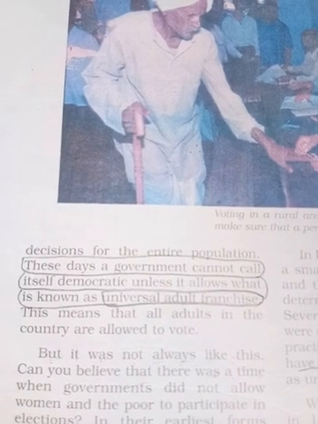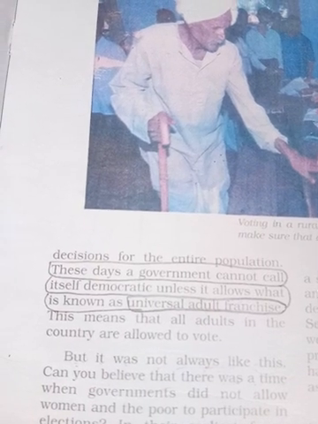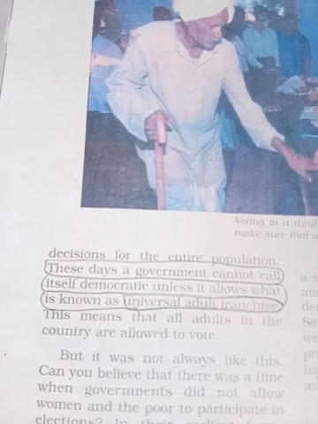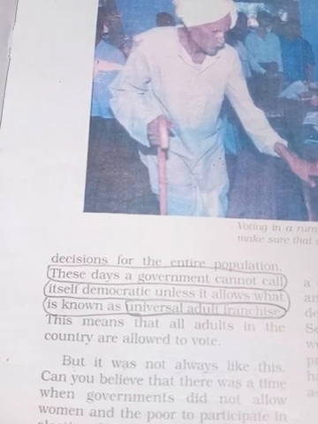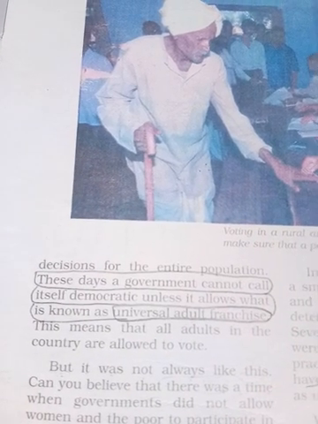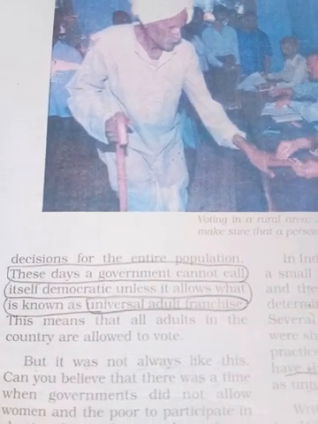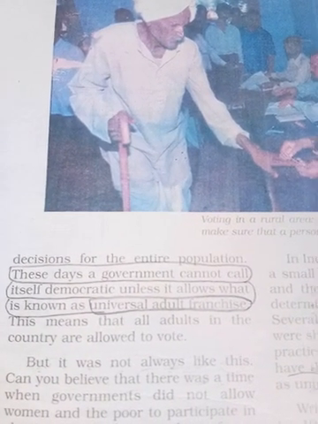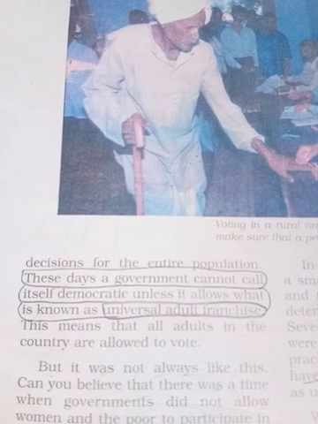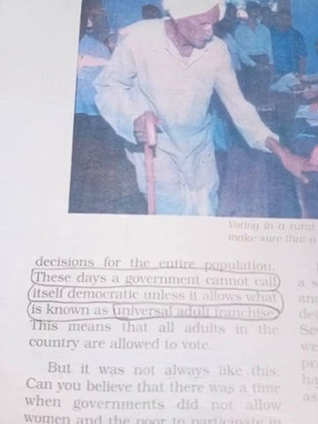These representatives meet and make decisions for the entire population. Nowadays, a government cannot call itself democratic unless it allows what is called universal adult franchise. This means all adults in our country are allowed to vote. So the representatives are making decisions for the entire population.